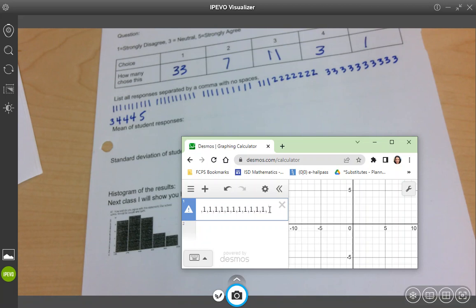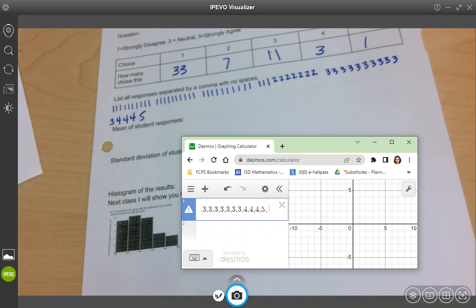And then I need 7 2s. And then I need 11 3s. And 3 4s. All right, and then after you do the 5, don't put an extra comma, and you'll see your answer for the mean, and then you'll be able to copy that list and use it for standard deviation as well.